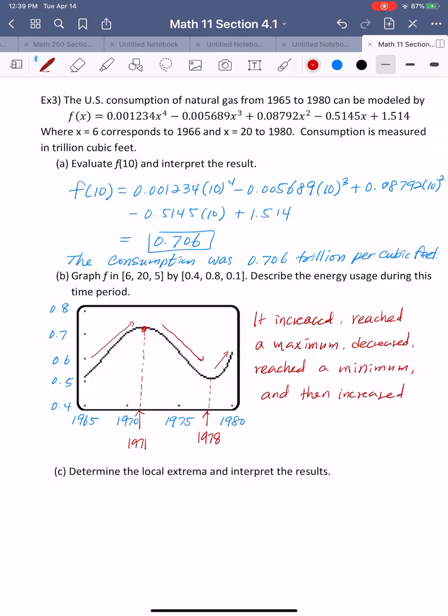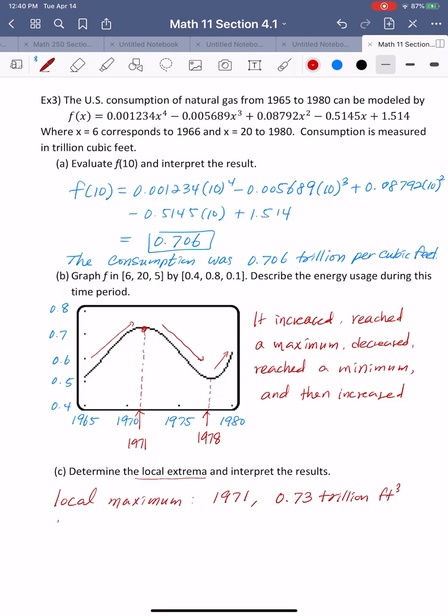So determine the local extrema and the interpolated result, okay? For the local extrema, I want to say there's a local maximum in 1971, and it's a little bit more than 0.7, so 0.73 trillion cubic feet.